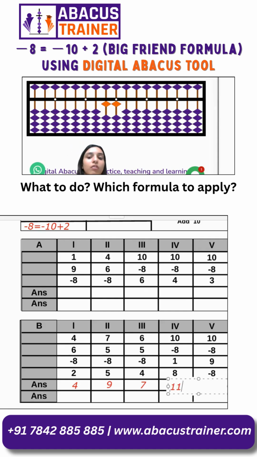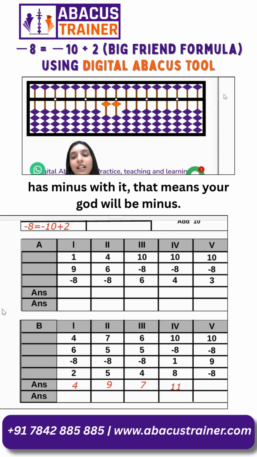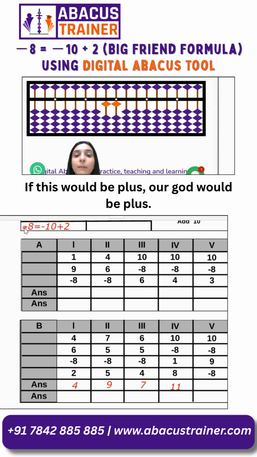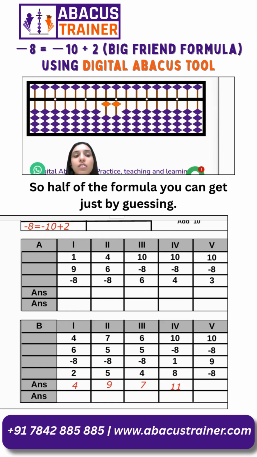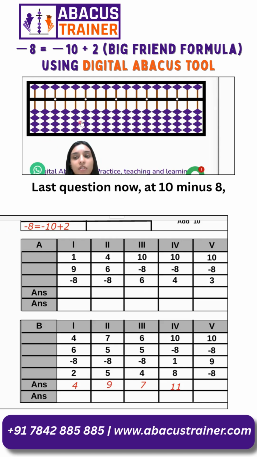Ma'am, I get confused in minus 8 and plus 8. What to do, which formula to apply? I've already told you, when you see a number that has minus with it, that means your sign will be minus. See, this number has minus with it, the sign is minus. If this would be plus, our sign would be plus. So, half of the formula you can get just by guessing from the sign of the number you are stuck on. Okay. Last question now.